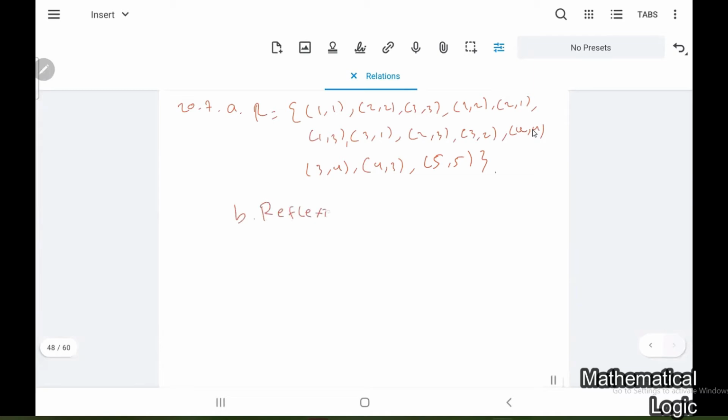Okay. And next, is it reflexive? Yes. Why? Because we have 1, 1, 2, 2, 3, 3, 4, 4, 5, 5. All of them are inside. Is it symmetric?